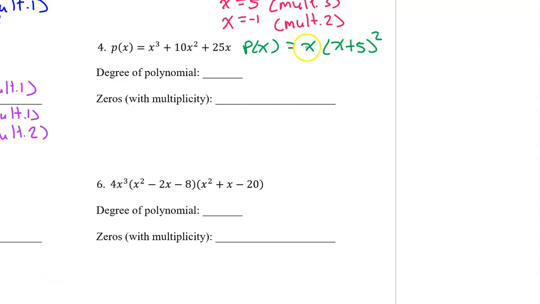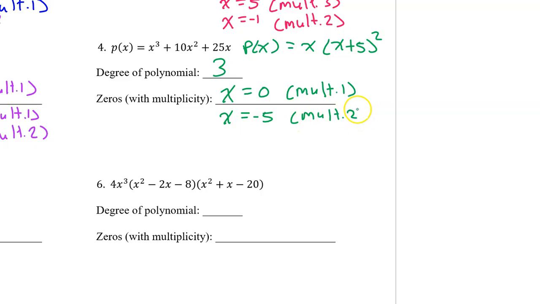Ignoring the plus 5, we have x times x squared. That will be x to the third power, so the degree is 3. This x in the front gives us a 0 of x equals 0. That's multiplicity of 1. And then the other factor gives us a 0 of x equals negative 5. That one has a multiplicity of 2.